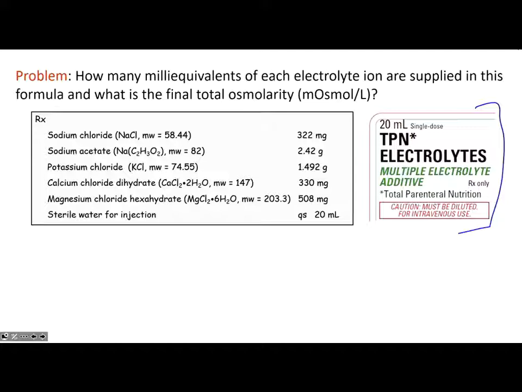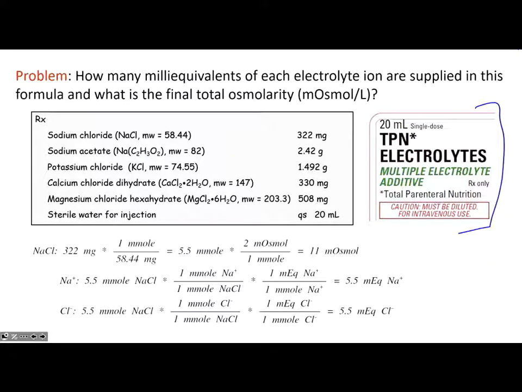So the first thing I would do is start with the sodium chloride. We are starting with 322 milligrams of sodium chloride. Let's convert it to milliequivalents. The first step is to convert the weight in milligrams to the number of millimoles by dividing by the formula weight. That converts it to the number of millimoles. Everyone do that okay? Now, you can do this in any order you want. Since I have molecules there, let's first calculate the milliosmoles.